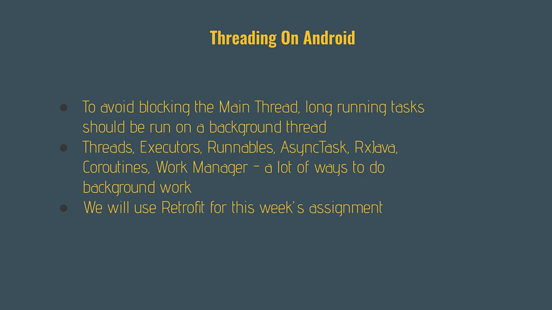To avoid blocking the main thread, then, any long-running task should be run on some type of background thread. There are a lot of different options available to us for running things on that background thread. We have threads themselves. We have executors. We have runnables. We have abstractions like AsyncTask, high-level libraries like RxJava, coroutines, WorkManager. And honestly, we haven't talked about most of these, and I don't want you to worry about most of them.